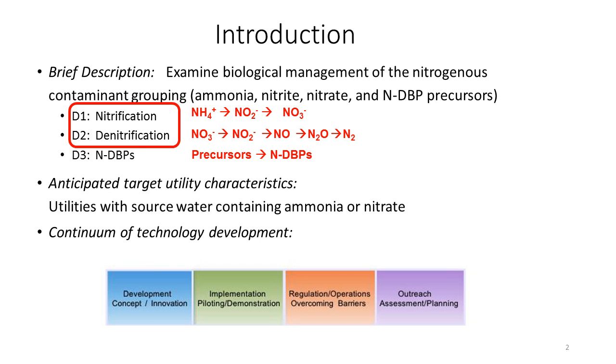So anticipated target utility characteristics, basically utilities that have a source water containing ammonia or nitrate. Of course, ammonia is not regulated, but nitrite and nitrate are, so this is why we're interested in this suite. And in terms of where we are on the continuum, we're here. We're developing concepts, and we're also going to be doing some piloting and demonstration.